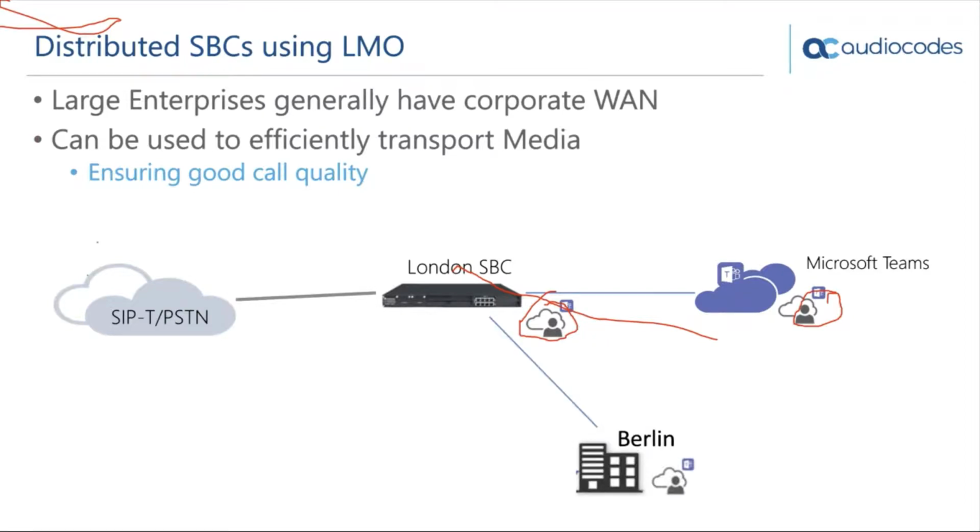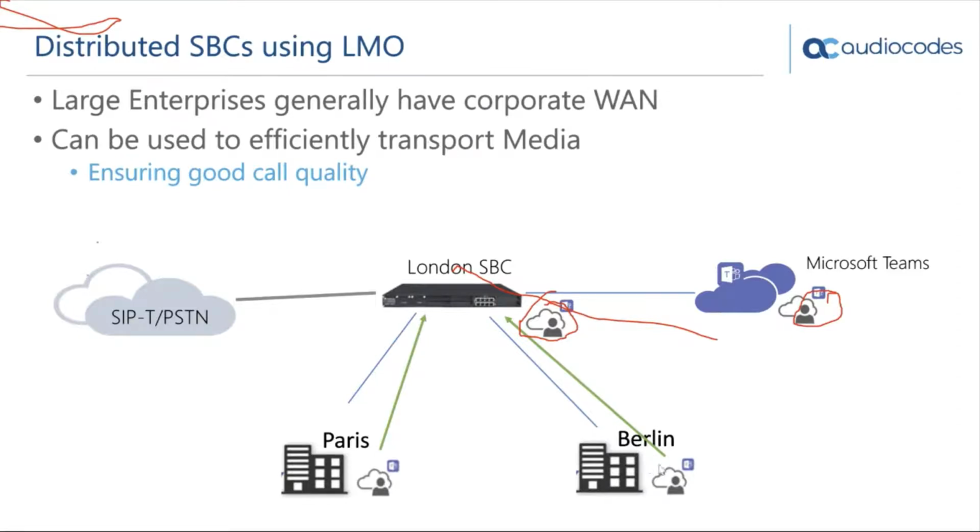If you've also got offices in, for example, Berlin and Paris, you can set up the network to use the wide area network for the media, essentially. So we've got LMO turned on with media bypass enabled, and we set up our network sites correctly.